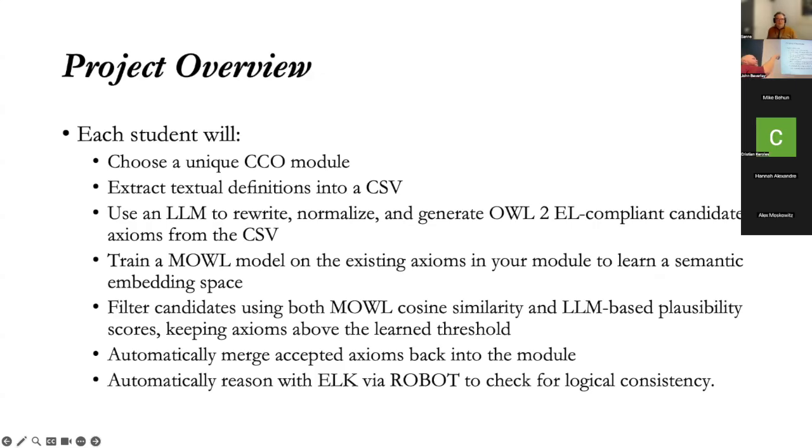I will encourage you strongly to use LLMs to rewrite, normalize, and generate some OWL 2 EL compliant candidate axioms from the CSV. I know I had you a minute ago spelunking in the textual definitions and thinking, what logical structure is there? You will still need to do some of that. When I say use an LLM to rewrite, normalize, etc., these things are bad at logic. You will still need to look at it, but I encourage you to use them to help you do your spelunking rather than trying to think it through on your own.